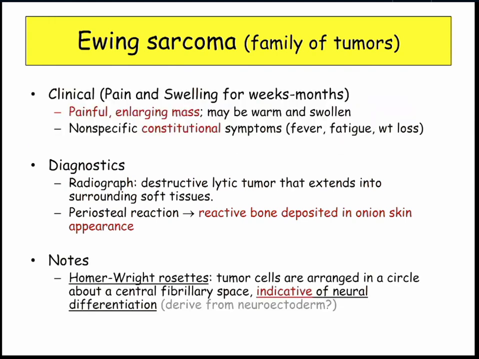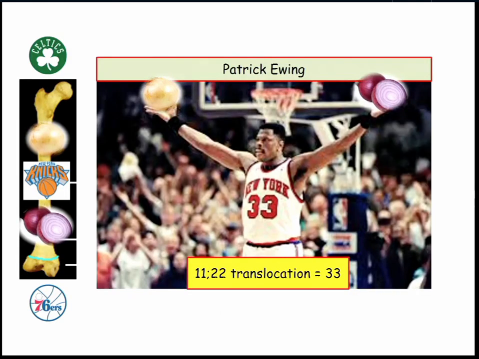So Homer Wright rosettes, neural differentiation. These tumors may arise from neuroectoderm. Be familiar that Ewing's can be associated with this 11;22 translocation. Patrick Ewing was number 33. How convenient. 11;22, what was that other disease 11;22 came up with? Yeah, DiGeorge, and that's a microdeletion, right? So 22q11 DiGeorge, different problem.